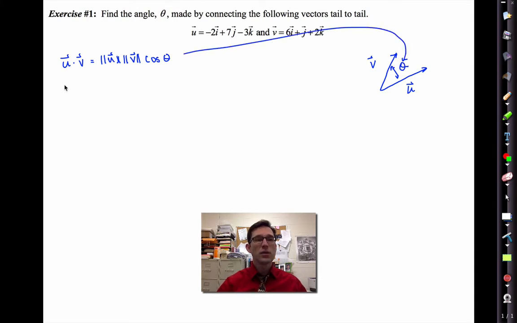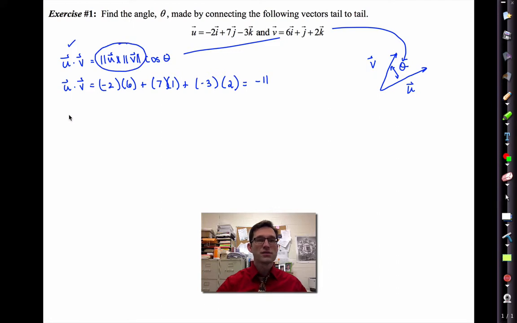Now the key is that we can figure out u dot v by doing this shortcut method, i.e. we take the x component of u, multiply it by the x component of v, the y component of u multiplied by the y component of v, and the z component of u times the z component of v, which I can't see very well, sorry about that. And then I just rack those all up. And what I found is that the dot product is equal to negative 11.